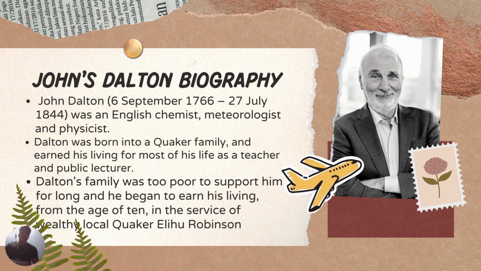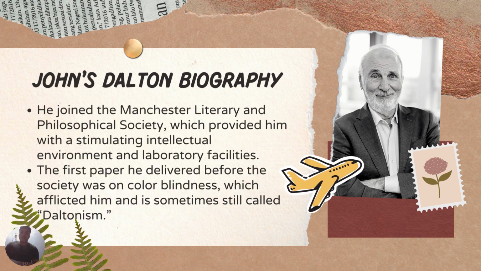He was an English chemist, meteorologist, and physicist. Dalton was born into a Quaker family and earned his living for most of his life as a teacher and public lecturer. Dalton's family was too poor to support him for long, and he began to earn his living from the age of 10 in the service of wealthy local Quaker Elihu Robinson.